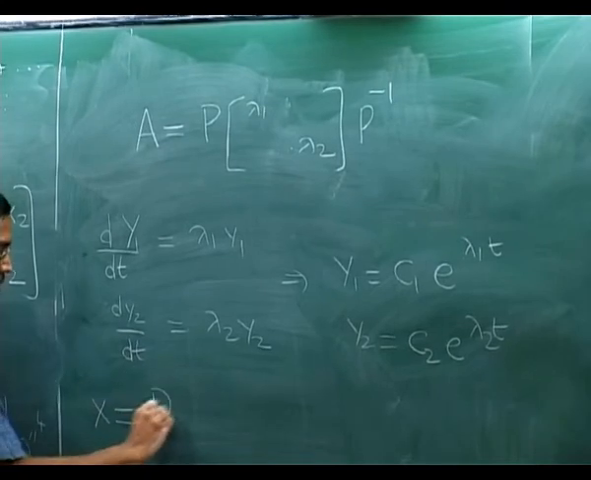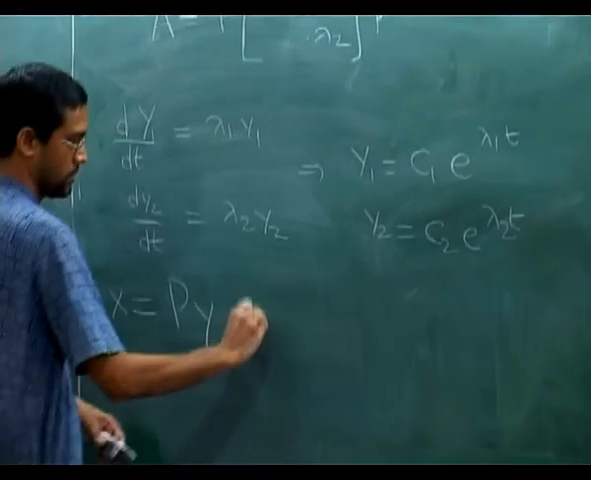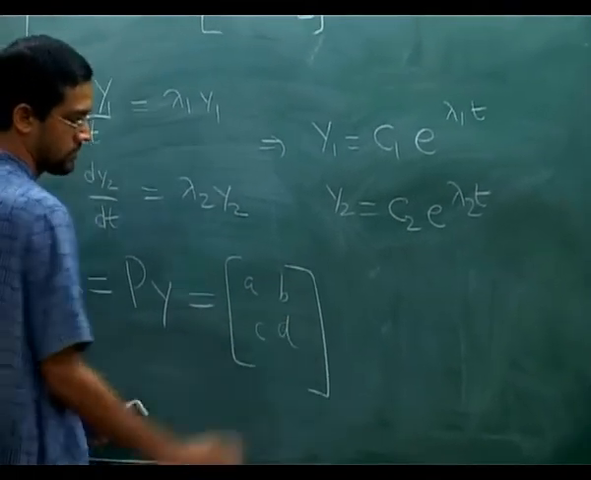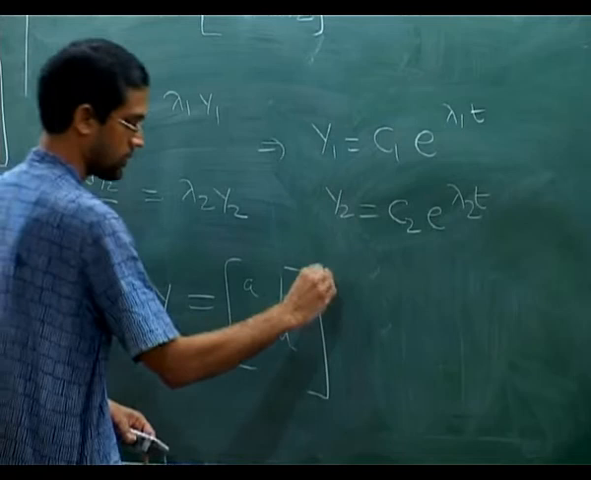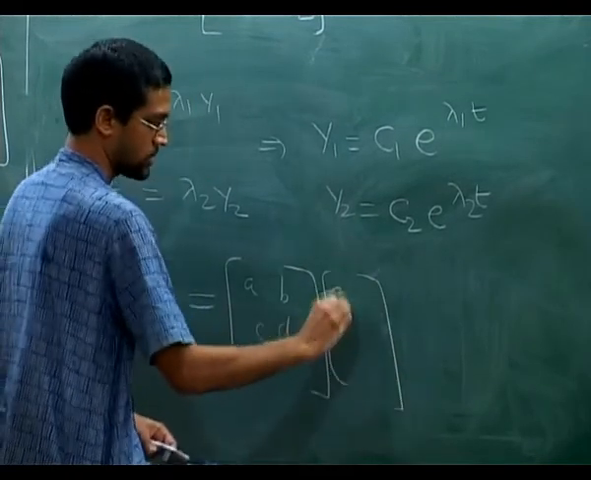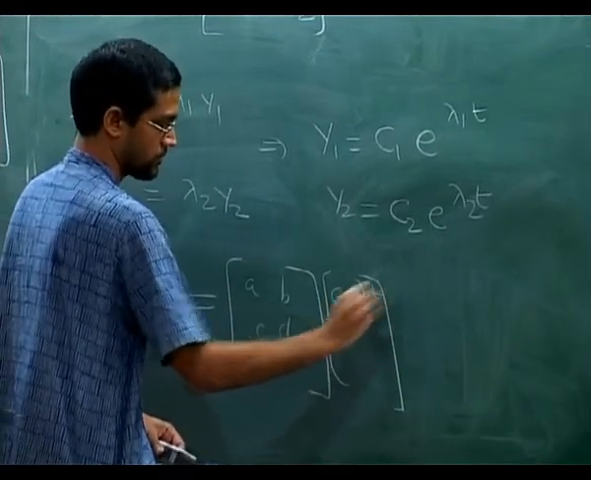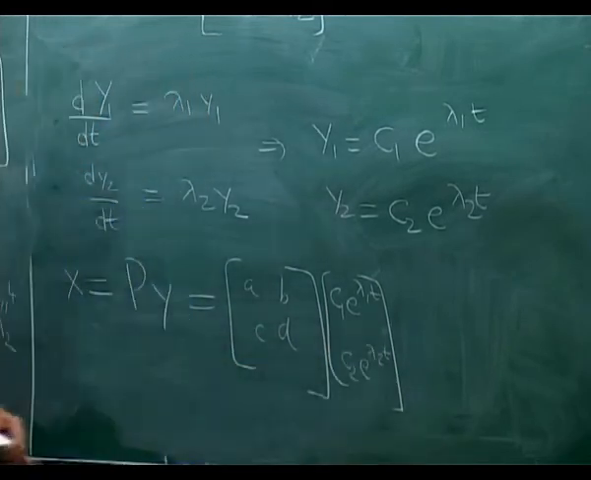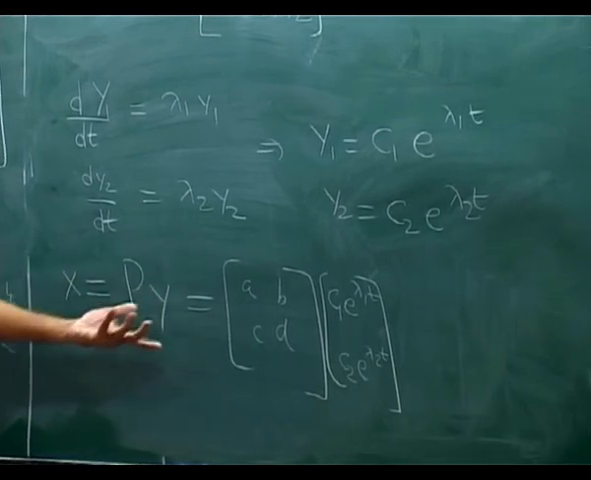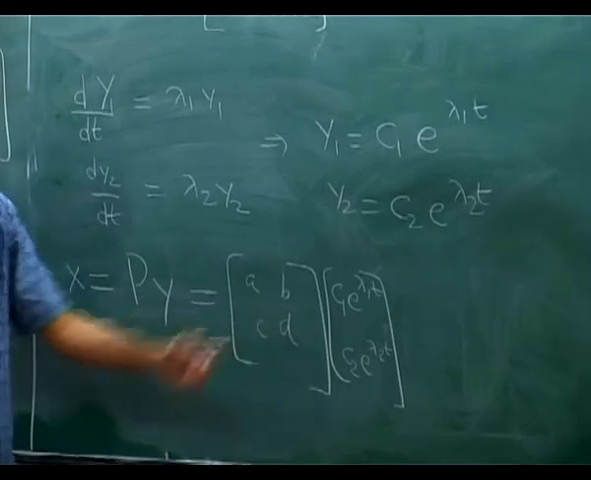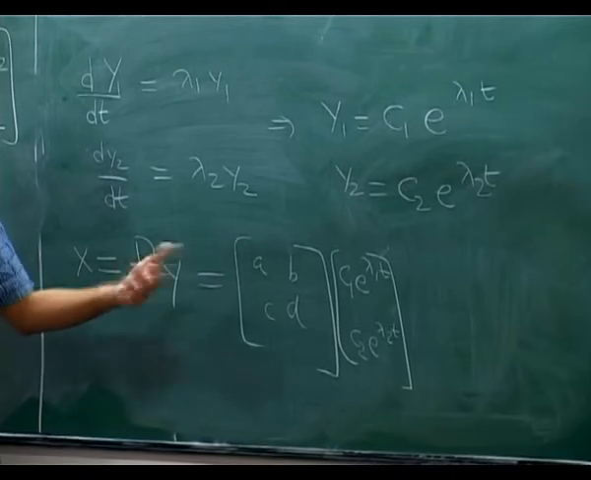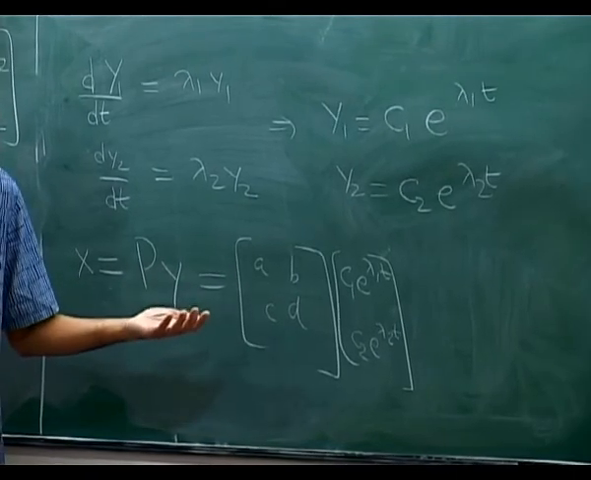X is just P times y. So P is some 2 cross 2 matrix, some A, B, C, D, times what does y look like? Y is y1, y2. So y1 is C1 e to the lambda 1 t, and y2 is C2 e to the lambda 2 t. Okay, so that is the form of the answer. I don't know P, of course. P has 4 entries, there will be the eigenvectors, but from here I can at least see what the form of the answer looks like, right?